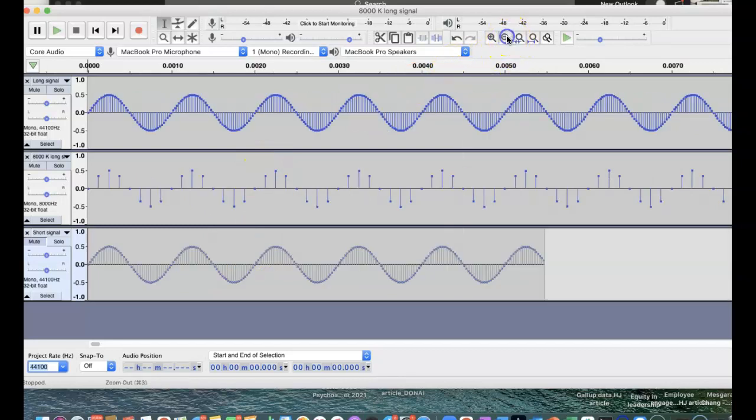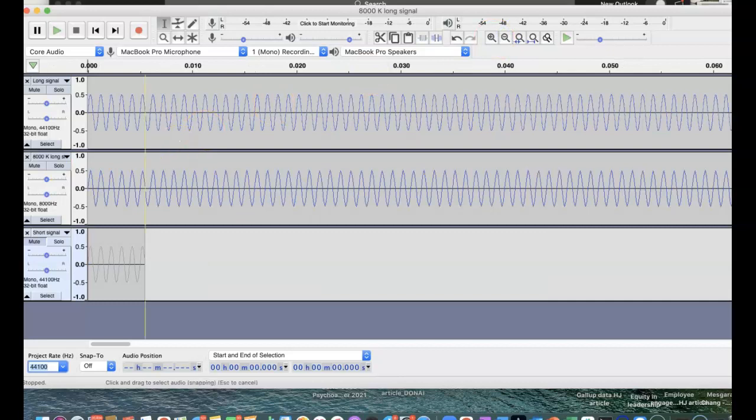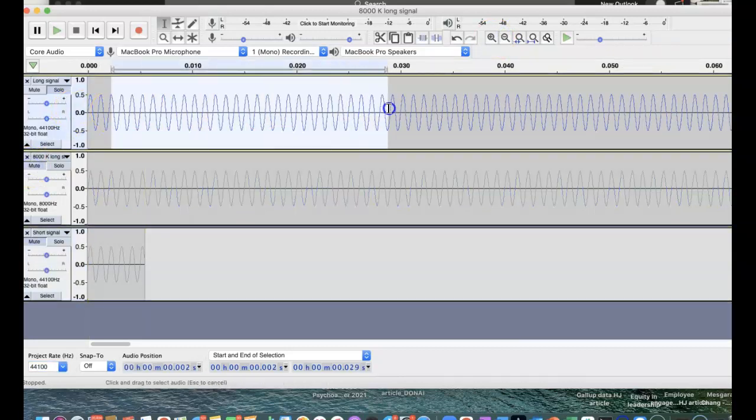I'm going to do this, and I'm going to play, actually no, I'm not going to do that yet. I'm going to highlight some of this, and I'm going to go to, you can't see it up top, but analyze plot spectrum.